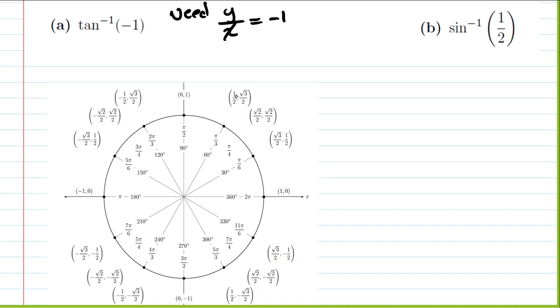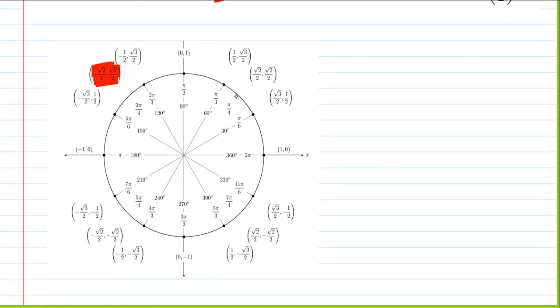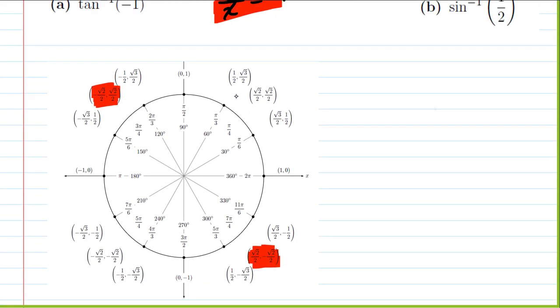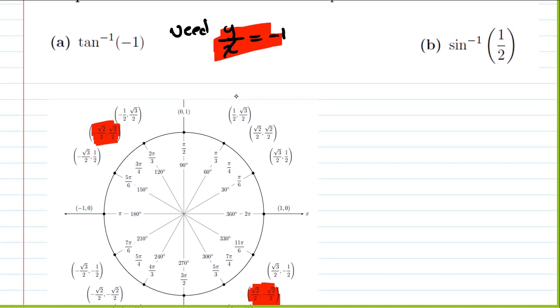Well, that happens in exactly two places on our unit circle. Here, y and x are the same but have opposite sign, and here, y and x are the same but have opposite sign. So the tangent inverse is equal to -1 at the angle 3 pi over 4 and down here at 7 pi over 4.